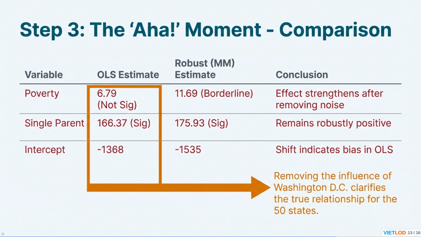The notable shift in both the intercept and the poverty coefficient between the two models serves as a strong indicator that our initial OLS model was indeed biased by the influential outlier. By applying the estimator and effectively removing DC's distorting influence, we gain a much clearer and more accurate understanding of the relationships for the majority of the U.S. states.